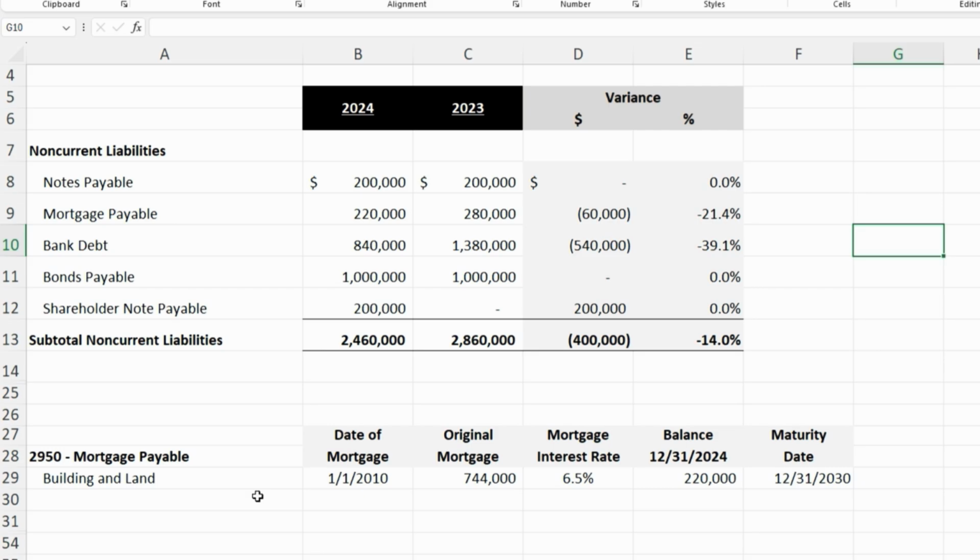So in the non-current section of our liability section of the balance sheet, we have this mortgage that we took out January 1st, 2010. The original mortgage was $744,000. We have a 6.5% interest rate, and the balance as of 12/31/24 is $220,000. It doesn't mature until December 31st, 2030. That's why we're keeping it in our long-term or non-current section of our liabilities.